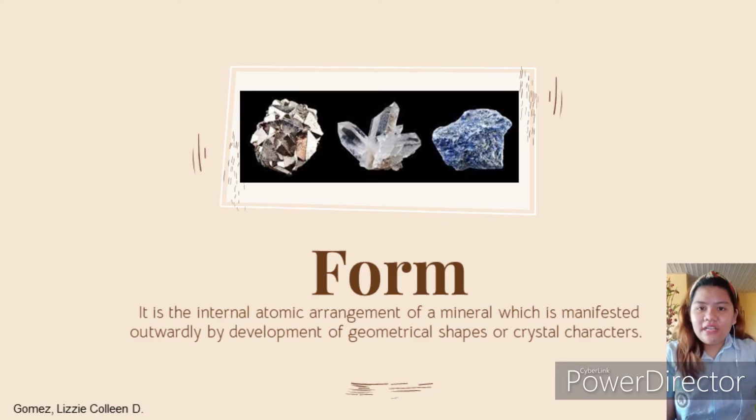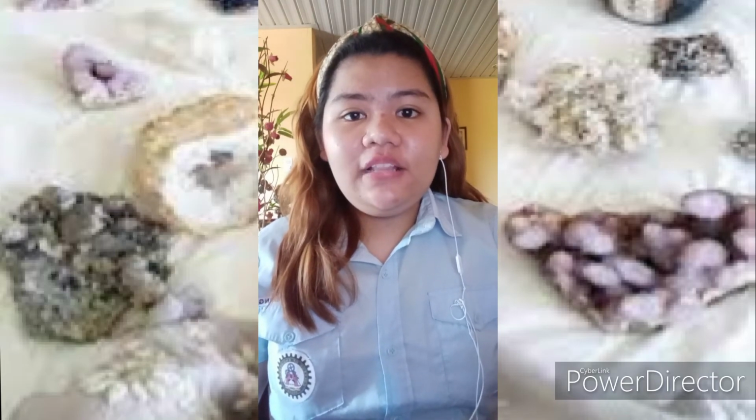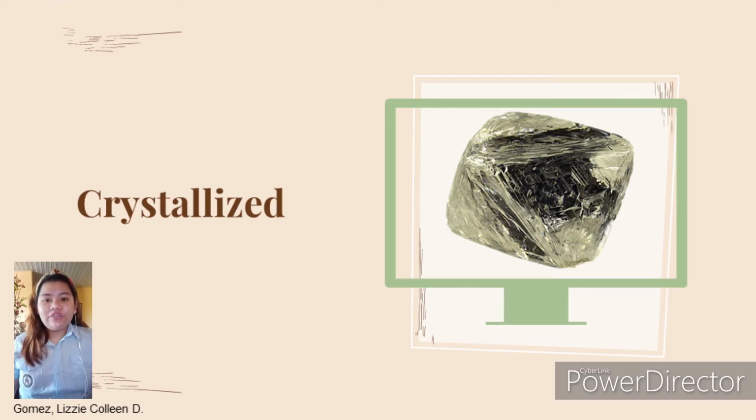The last physical property of minerals is form. Form is the internal atomic arrangement of a mineral which is manifested outwardly by development of geometrical shapes or crystal characters. There are three atomic arrangements of minerals, or forms, that I will give to you. The first one is crystallized. When we say crystallized, it is a well-defined crystal with a perfect cleavage that is indicative of perfect atomic arrangement.